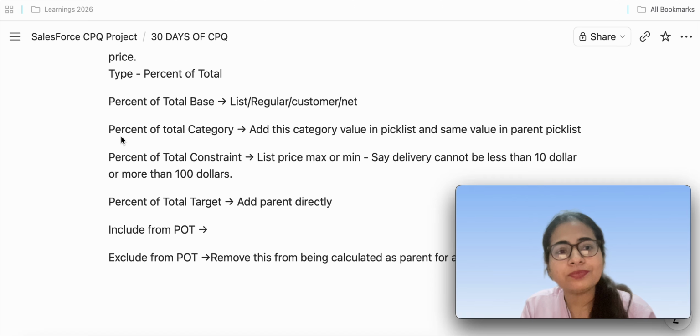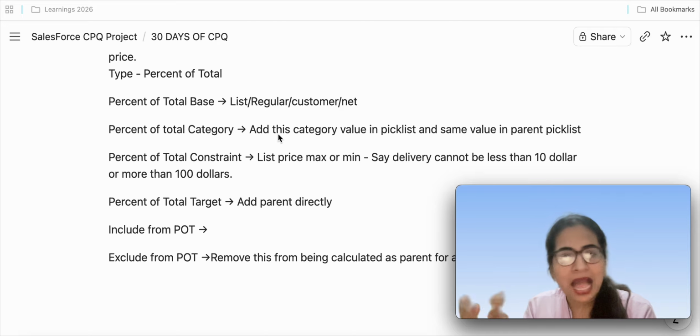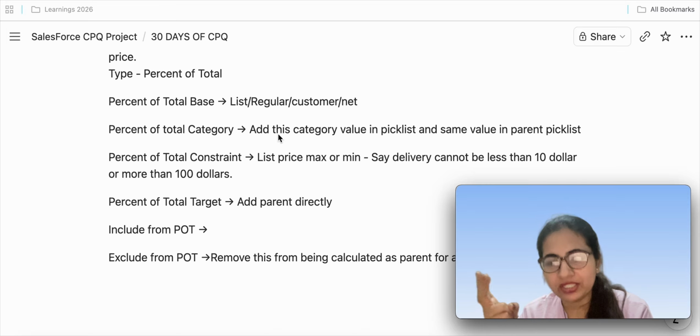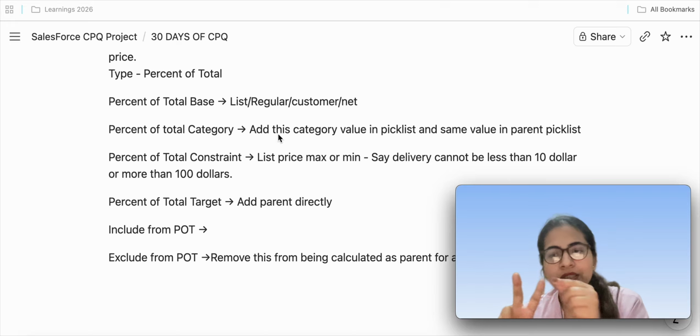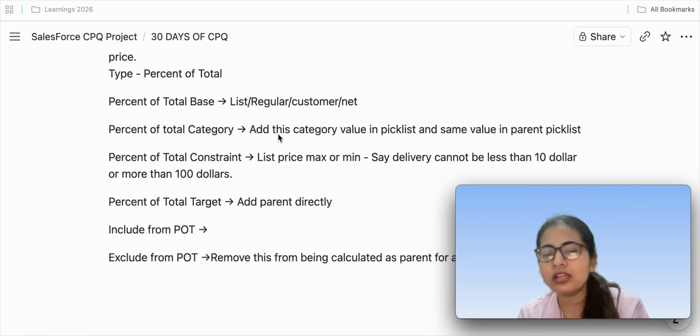Then comes the percent of total category, which means which type of category we are going to add. For example, say on the same quote you are adding one car, one TV, and one delivery product. By default, the delivery will be calculated based on both the car and the TV. It will add both of the prices and take 1%. By default this will happen.